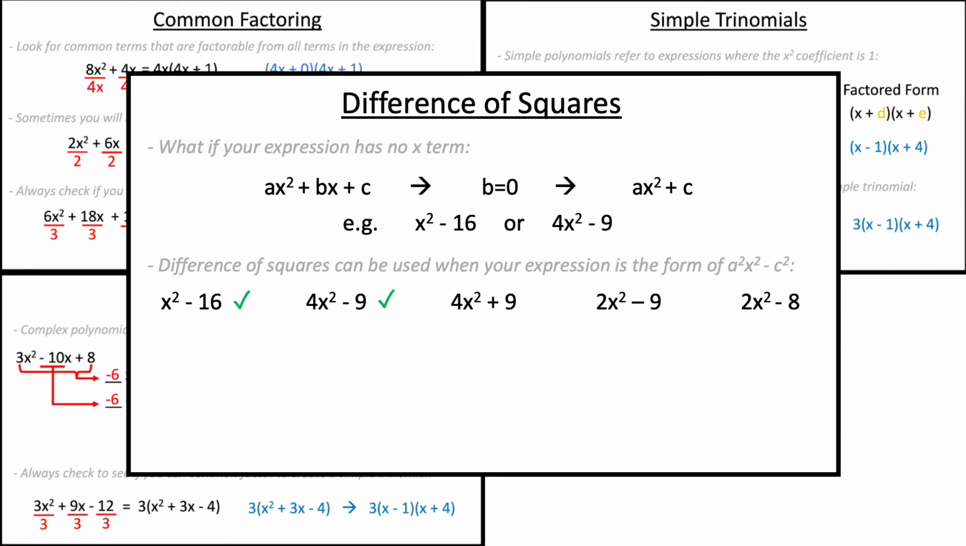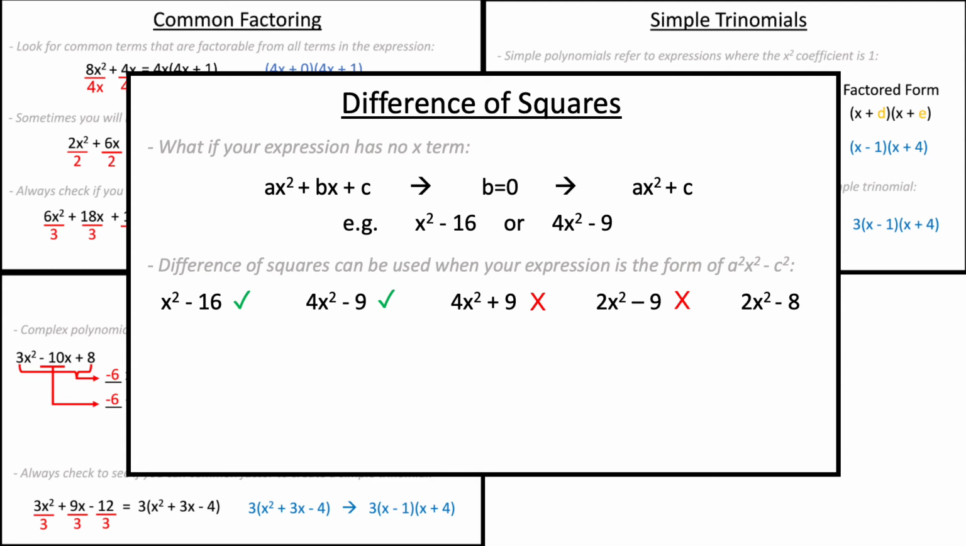Again, there can be a coefficient in front of your x term as long as it is a square, so this could be again written as 2 squared x squared minus 3 squared. Something like this, however, does not work, as you very specifically need it to be minus c squared. So if it's a positive, you cannot use difference of squares. Additionally, something like this, 2 is not a square, so it cannot be used through this method.